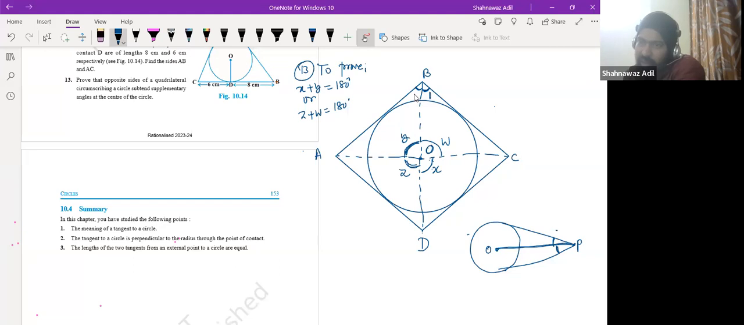This is 1, so this is 1. Then I will write this is 2, this is 2, this is 3, this is 3, this is 4, this is 4. So why are these equal? These are angles divided by the line joining the center and the point outside the circle where the tangent is drawn, right? So we can write that. Is it clear to you?